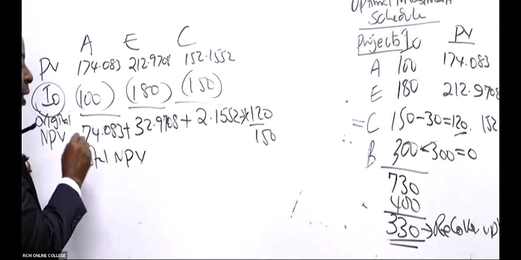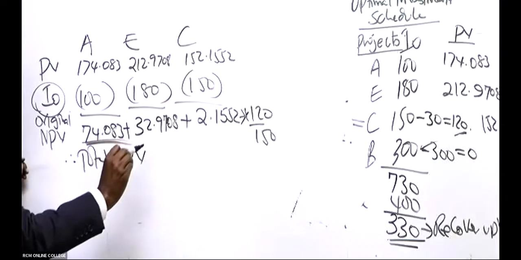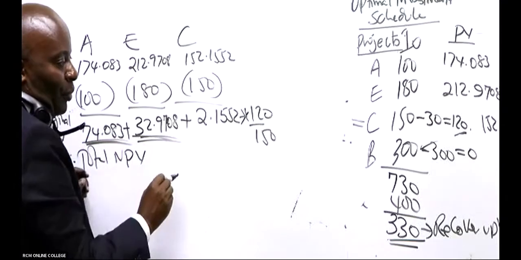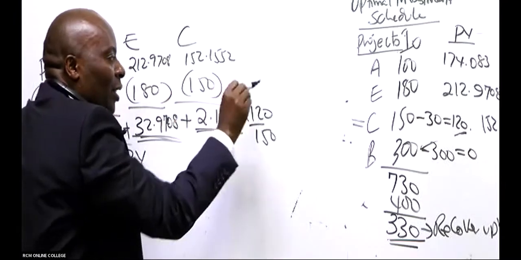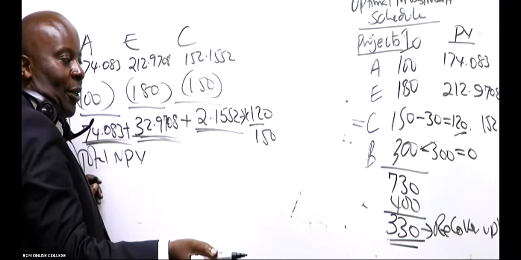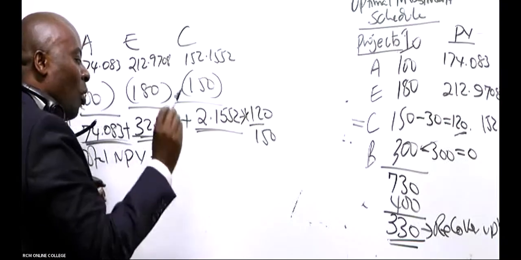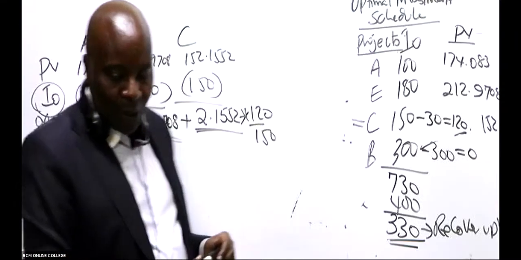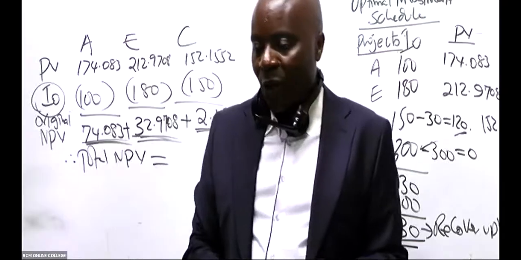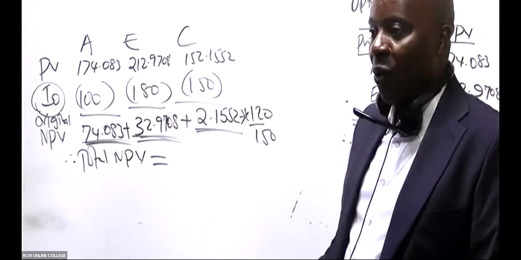This one I'm not apportioning at all. I never recovered any money from their initial investments. But this one, out of 150, I took away 30 because I could not afford. So in this case here, we have times 120 over 150. So using a stroke of your calculator, just give me the resultant net present value. At the end of the day, the total net present value will be equal to what?